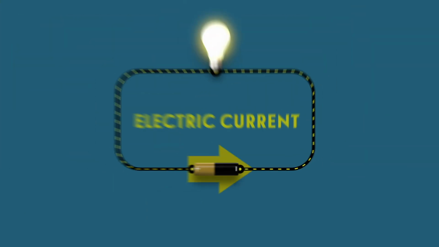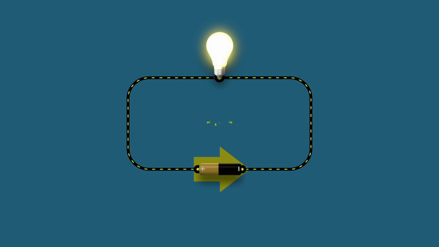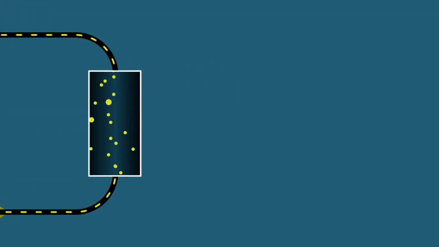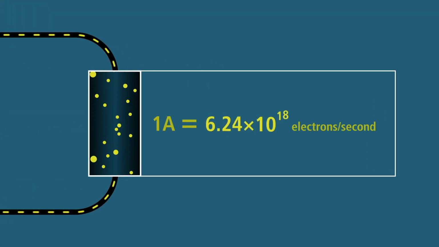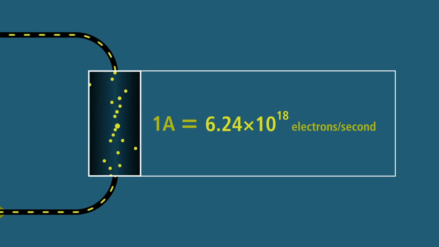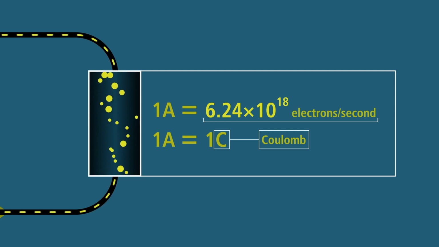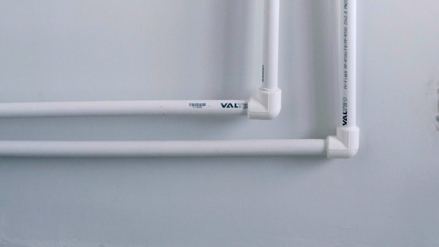How do we measure electric current? We use amperes to measure current. An amp refers to the number of electrons that are flowing per second through something that conducts electricity. 1 ampere is the equivalent of 6.24 times 10 to the power of 18 electrons flowing per second, or 1 coulomb. So electrical current refers to the amount of electron flow.